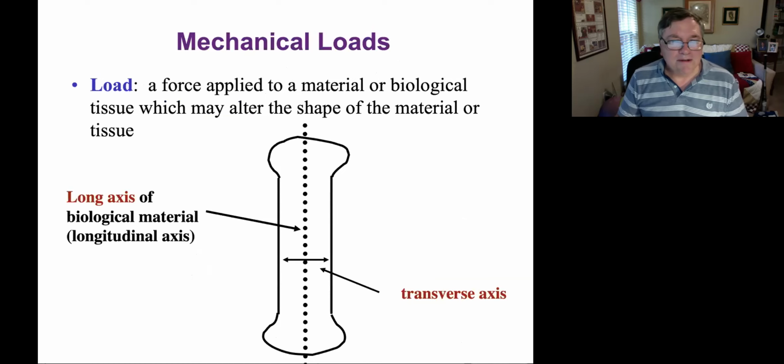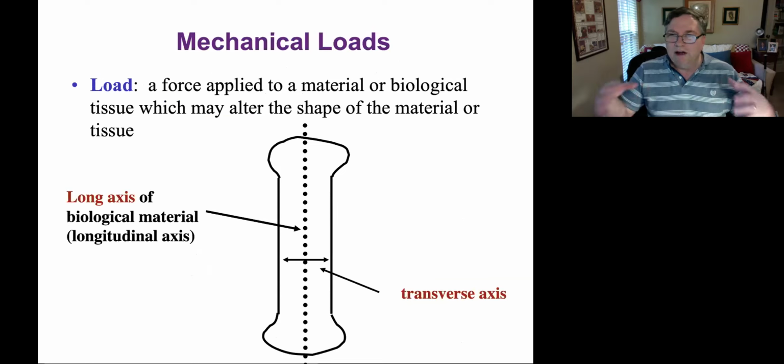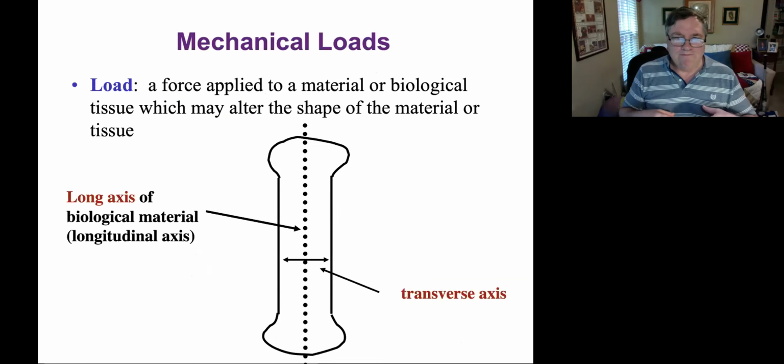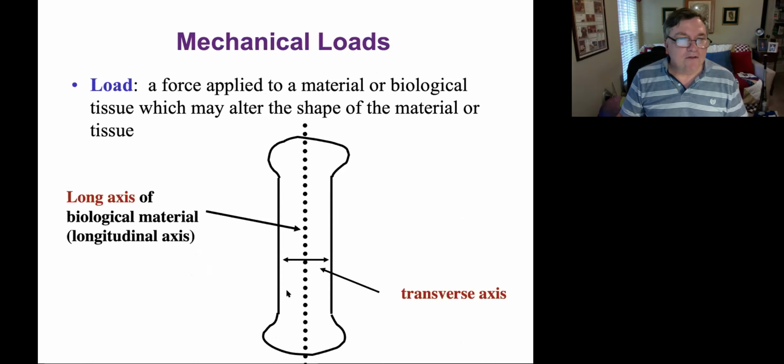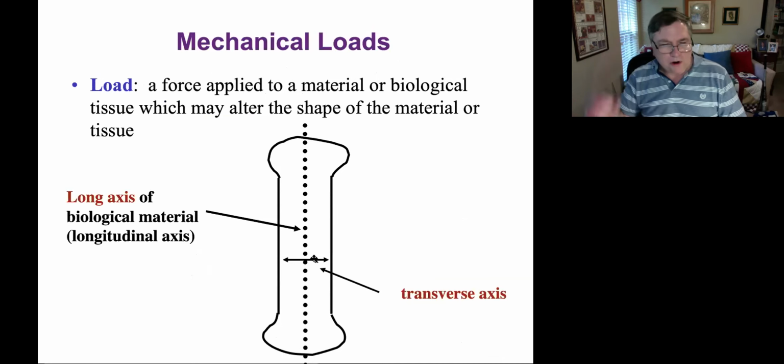There we go, excuse me. So one of the things we're going to do is show you kind of a model of how we're going to define different types of mechanical loads. So a load, again, can cause a change in shape. We're going to look at the long axis of a bone, for example, or a tendon or a ligament, versus the transverse axis when we're trying to define these different terms.